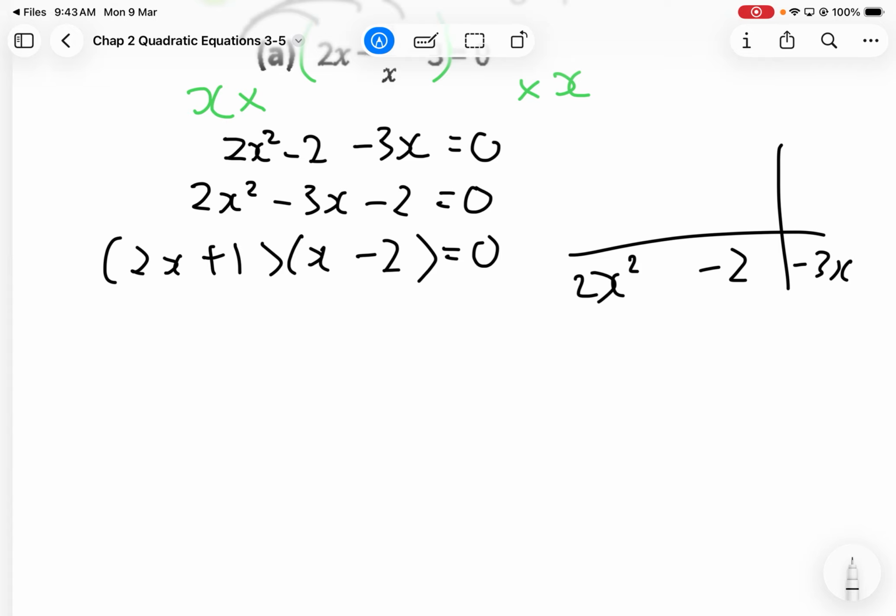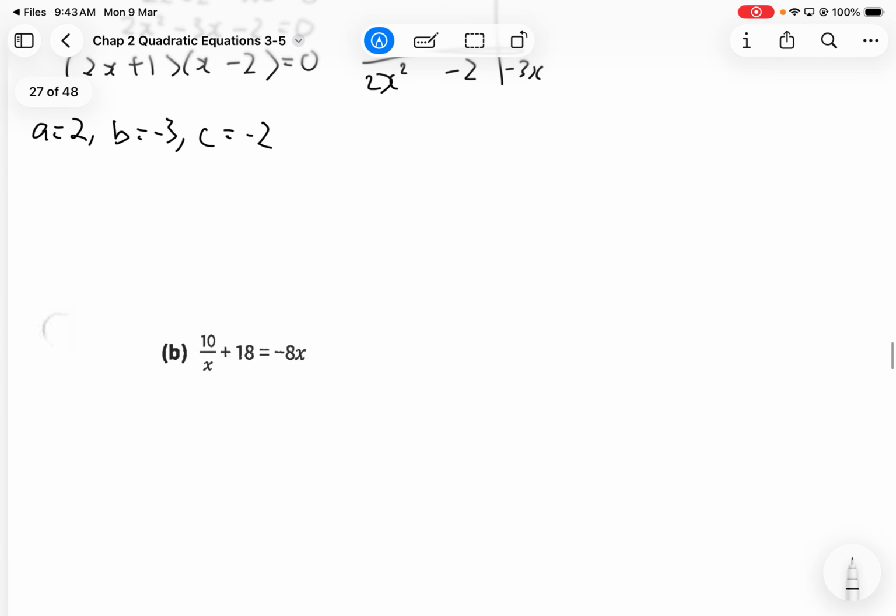Okay? Or, if you don't even want to try to factorize, from here, you can already identify a equals 2, b equals negative 3, c equals negative 2. Alternative method: use your quadratic formula. But whatever method I want to use, I must always get to this step. Okay? Can? Okay, then I show you another one.